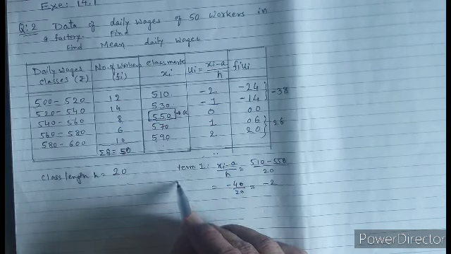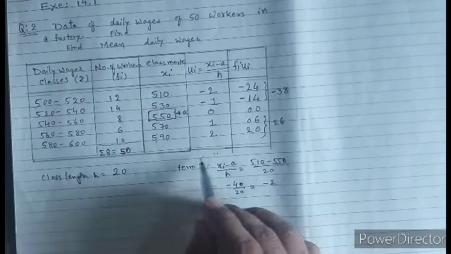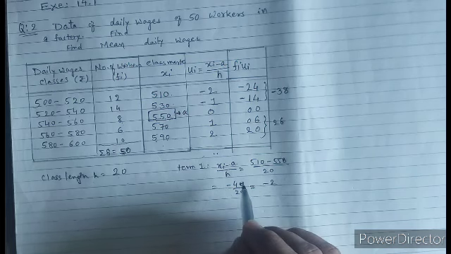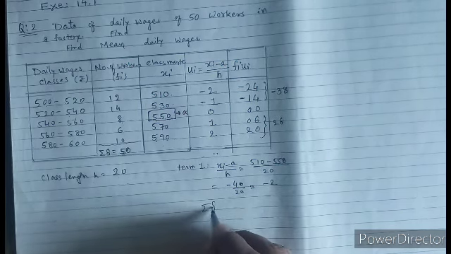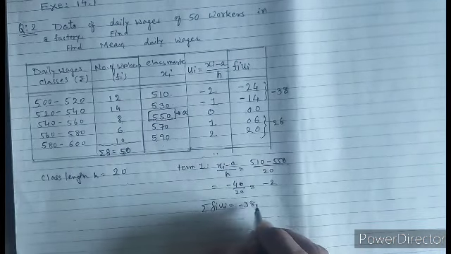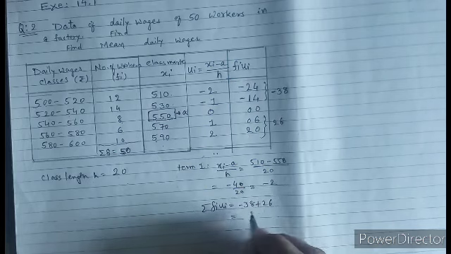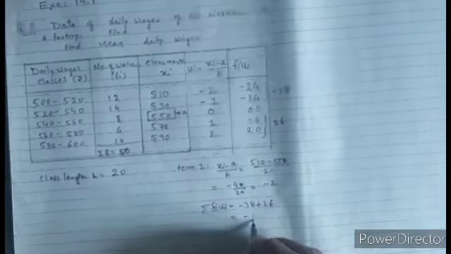Students, you do not have to show this calculation. You have to do this calculation orally. You need not show it in your sum. So here I will write sigma fi ui equals minus 38 plus 26. It is minus 12.